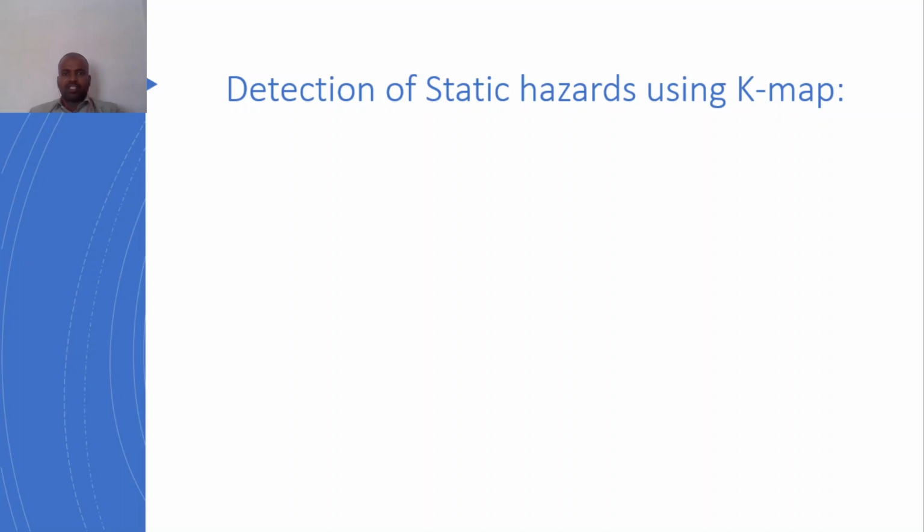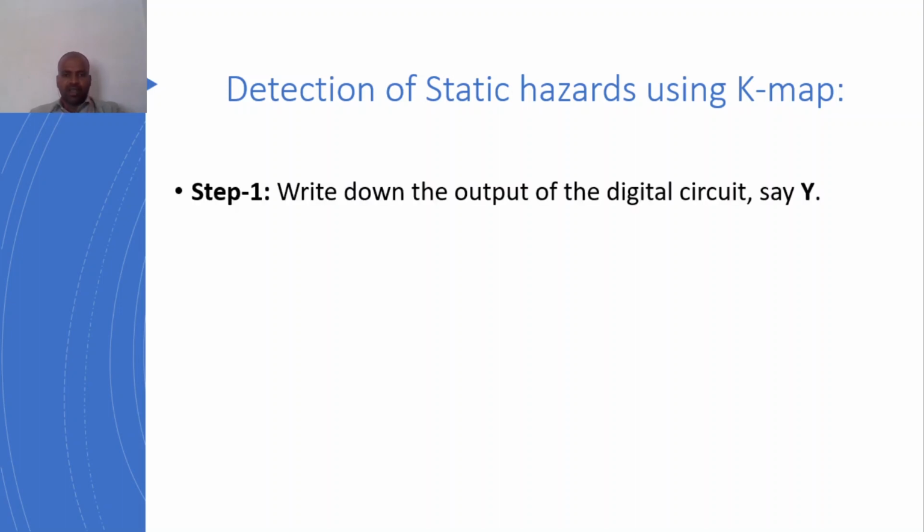Fine? Right. Then how to detect static hazards using a K-map? First, write down the output of the digital circuit. They will give a circuit, and in that circuit you must identify whether there are any hazards and how to eliminate them. That will be your question.